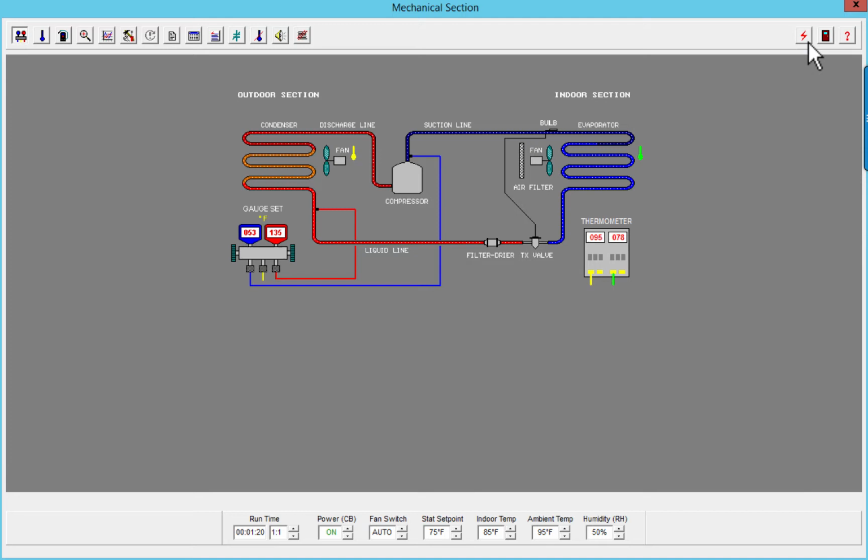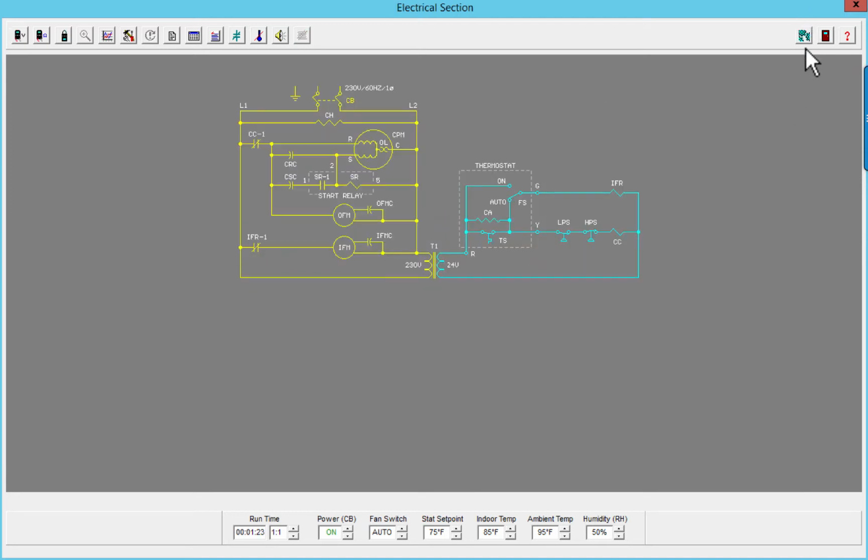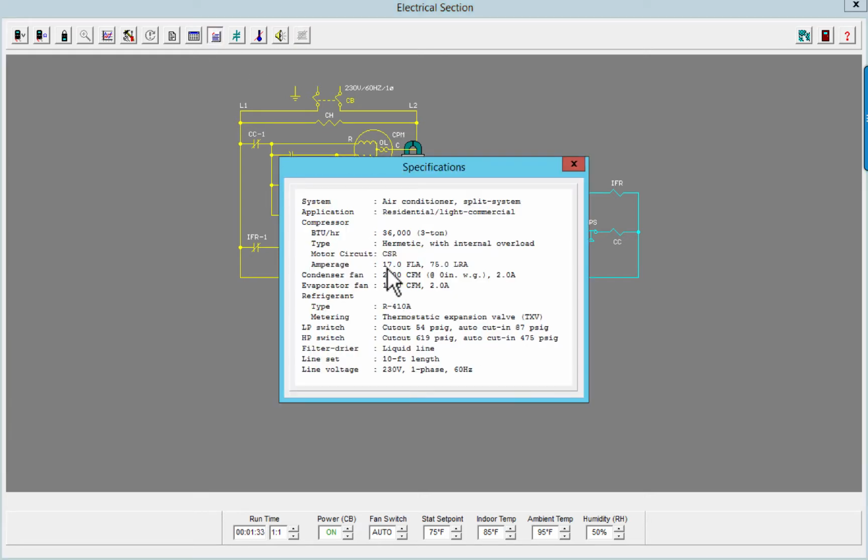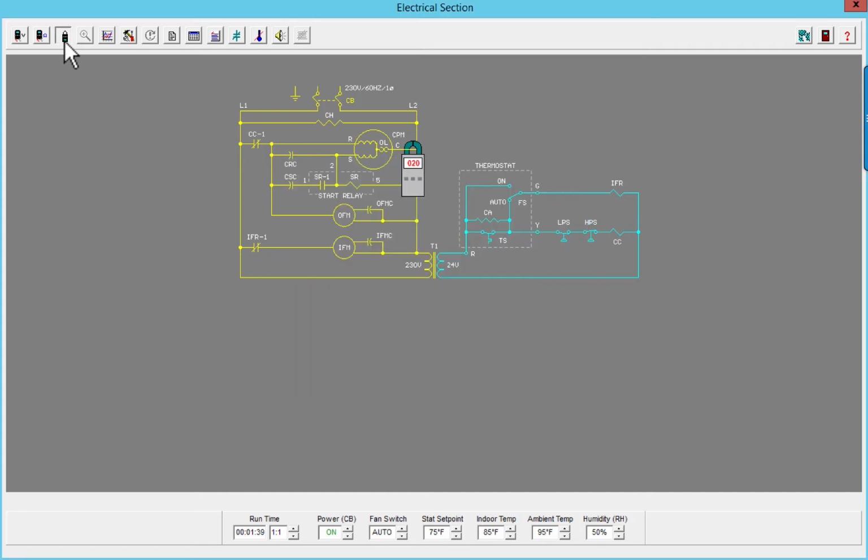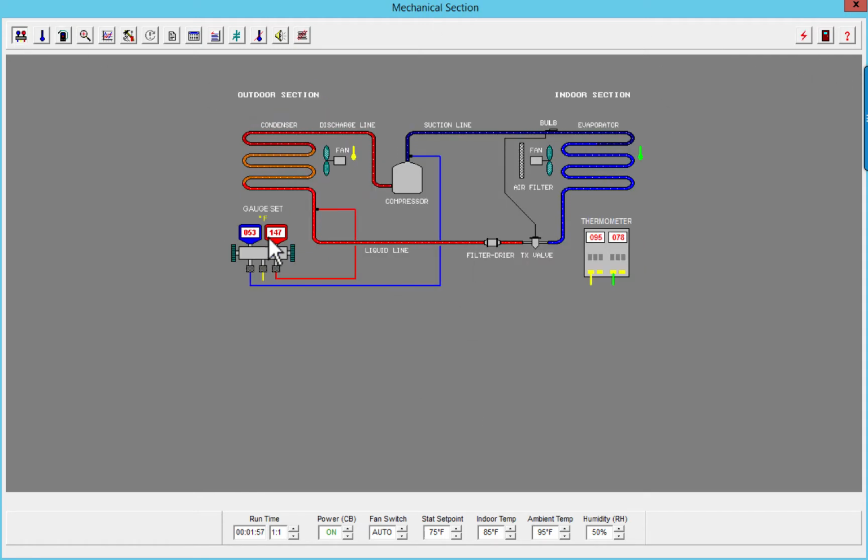Now let's go over here to the electrical, throw an amp clamp on my compressor. I'm already at 19 amps. Okay, if we look at the specification, we want 17 amps. My condenser fan, I should have 2 amps on. Let's go ahead and go back over here, see what my pressures are doing.